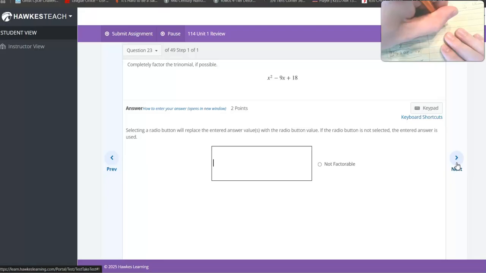All right, next one here. So we are given factoring. So we got minus 9x plus 18.